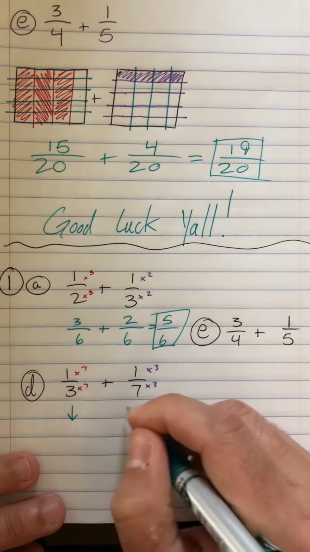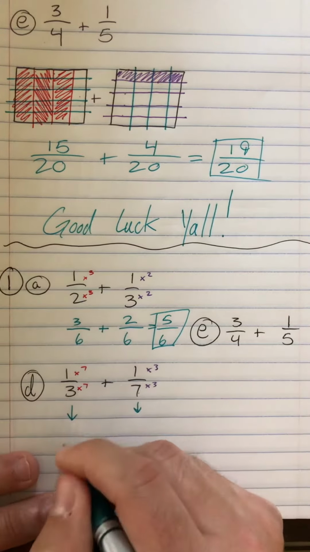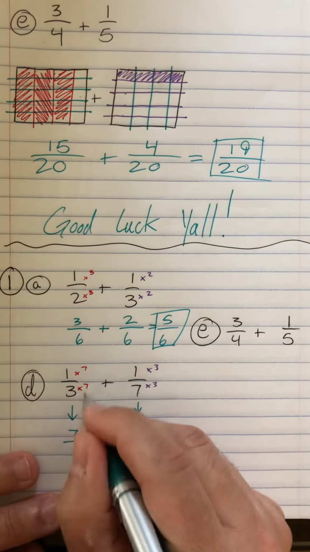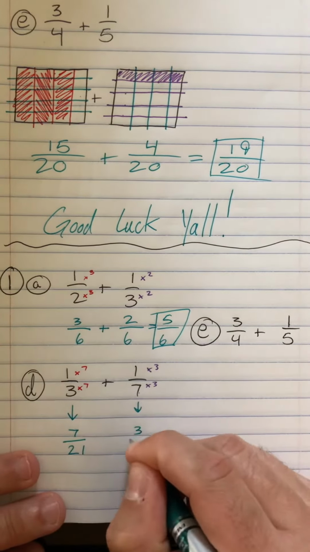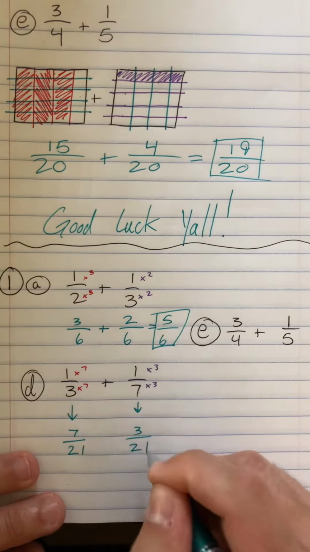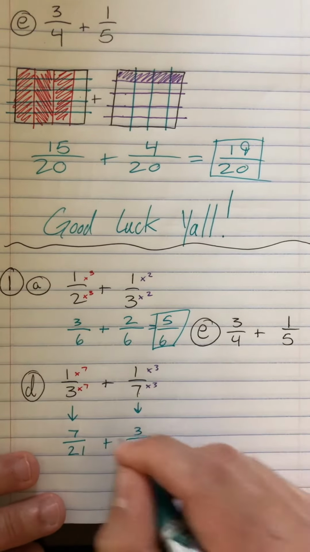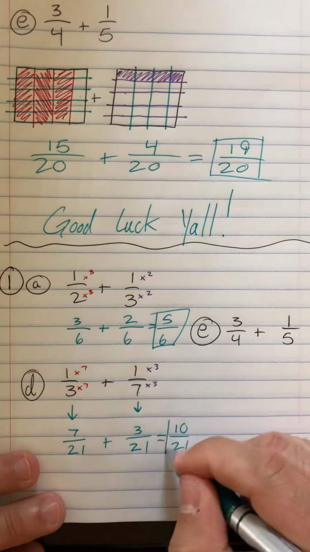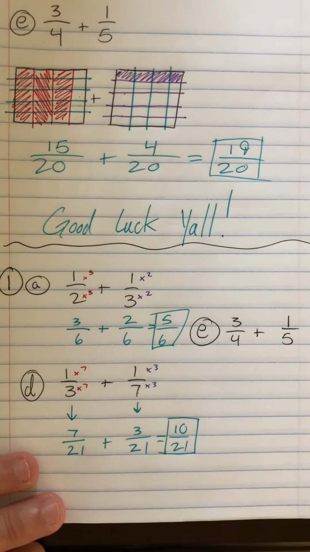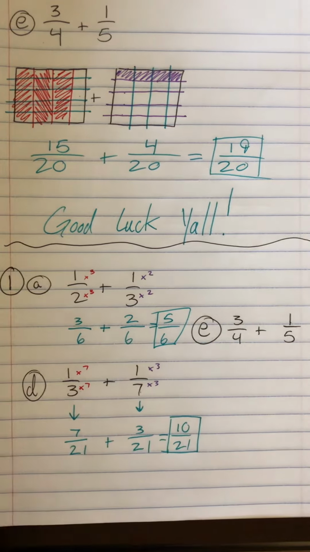Okay, let's see here. 1 times 7 is 7. 3 times 7 is 21. 1 times 3 is 3. 7 times 3 is 21. Okay, the denominator is the same. 7 plus 3 is 10 over 21. And again, that does not reduce. That's your answer. Okay, this is way faster.